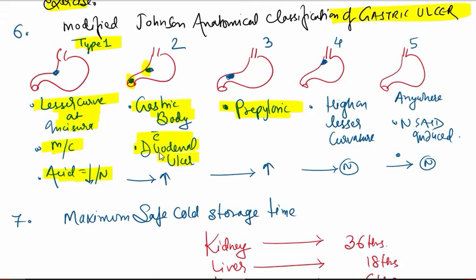Type 3 is the pre-pyloric condition, and in types 2 and 3, gastric acid secretion is increased. Now what's type 4? Type 4 is high on the lesser curvature. Here acid secretion is normal. And type 5 is anywhere in the body, that is due to NSAID-induced, and acid secretion is here also normal.